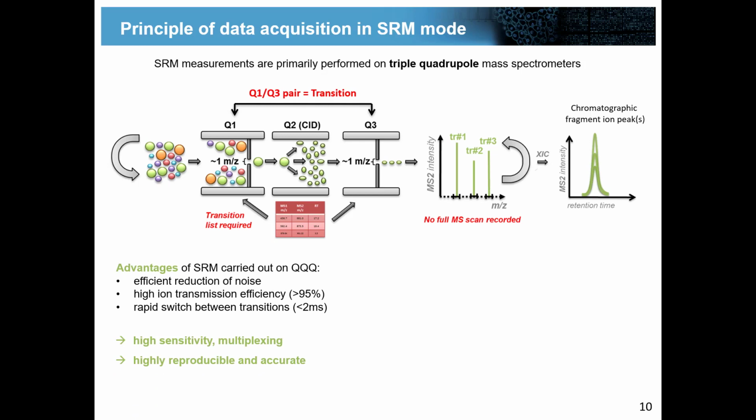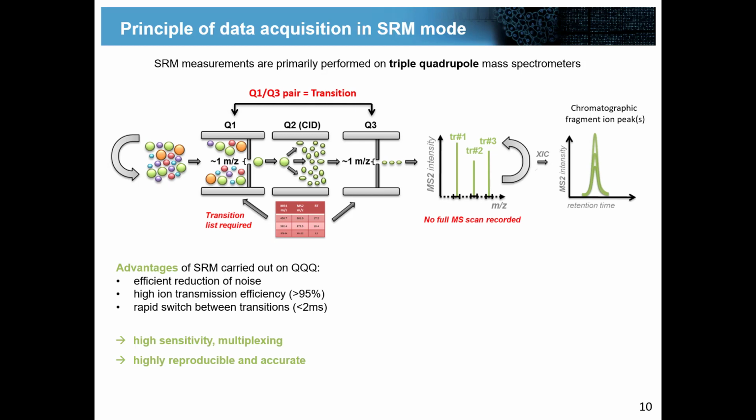So what are the advantages of working with these triple quadrupole mass spectrometers and doing SRM measurements? Triple quadrupole mass spectrometers and SRM are very good at reducing noise because you have these two filtering steps. Not just one filtering step as in DDA, but two filtering steps. And that's why noise can be quite efficiently filtered out.